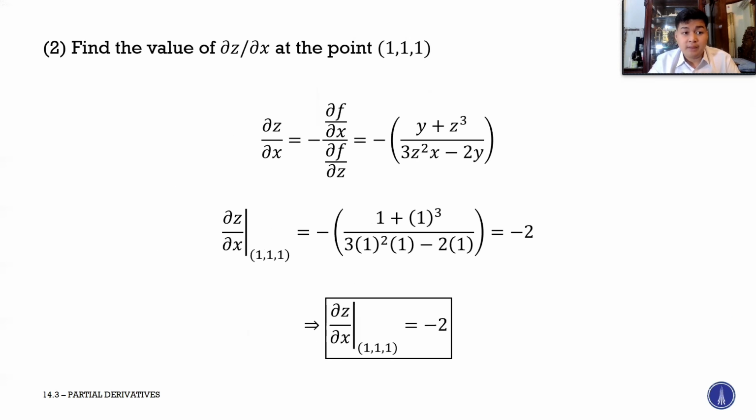So in order to find the value of the partial derivative of z with respect to x at the point 1, 1, 1, we need to use the equation below, which is equal to negative partial derivative of f with respect to x over partial derivative of f with respect to z, which is equal to negative of y plus z cubed over 3z squared x minus 2y. And then we need to insert those point values, which is at 1, 1, 1, and then we got the answer of negative 2.